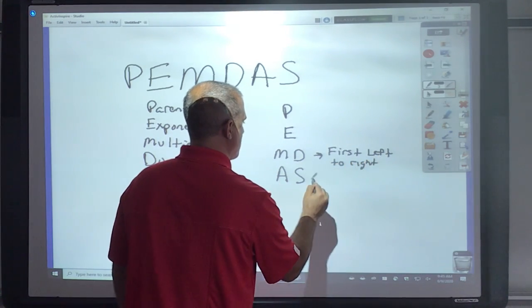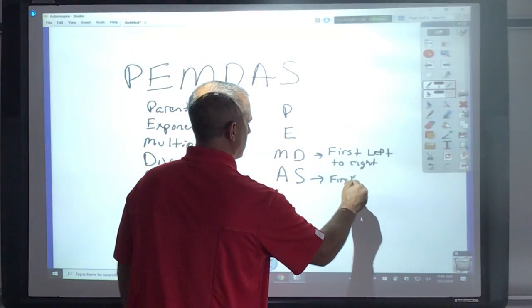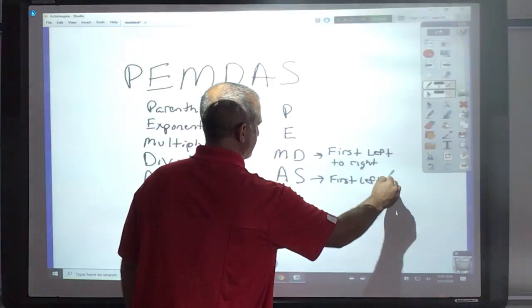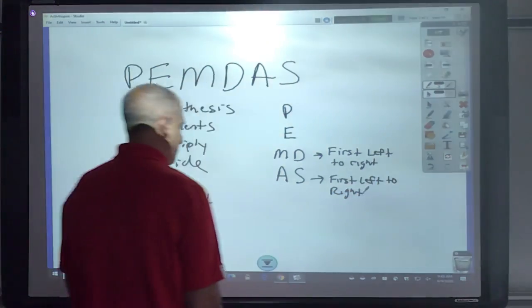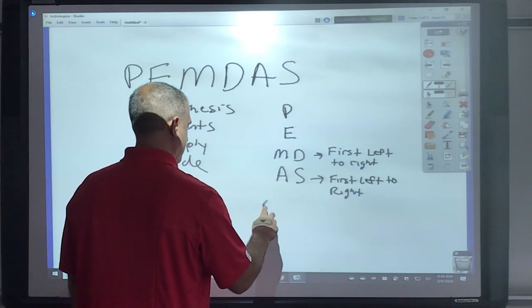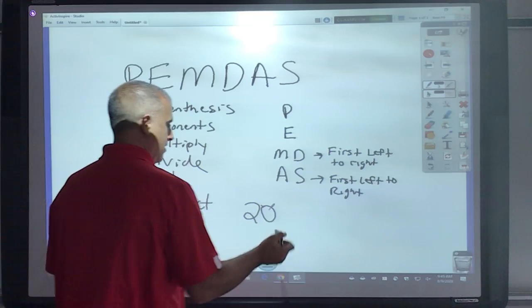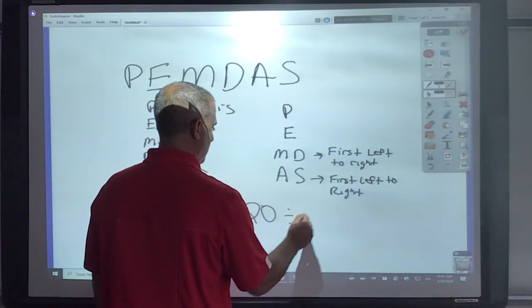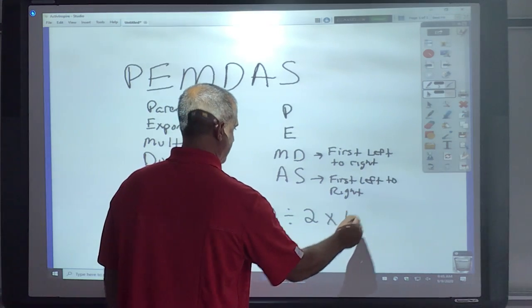The same thing if you have addition and subtraction first, left to right. So the common question people do, just to give you an idea, this oftentimes causes people to make mistakes.